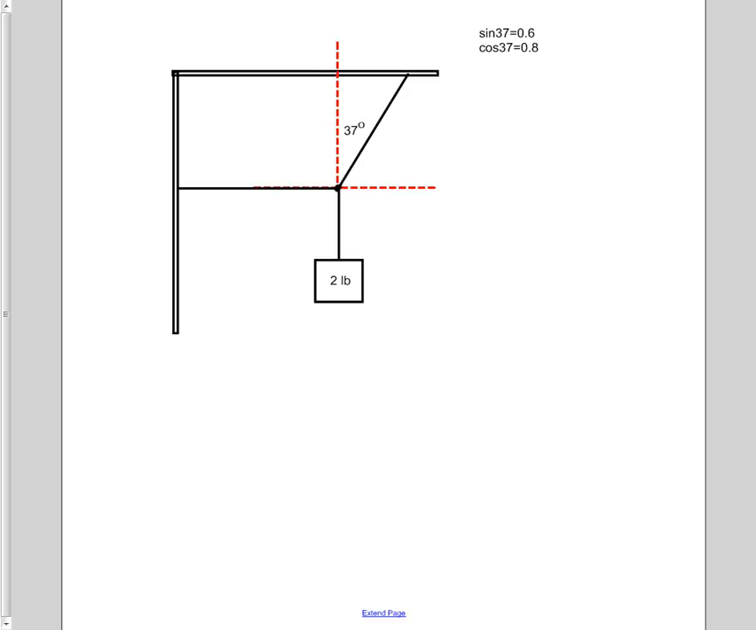Well, there is a tension in this string. Let's call that T1. There is a tension in this string, which I'll call T2. And there's a tension in this string, which I'll call T3. Okay. And that's all the forces there are on the knot. 3 strings, each pulling on the knot, but the knot's in equilibrium.